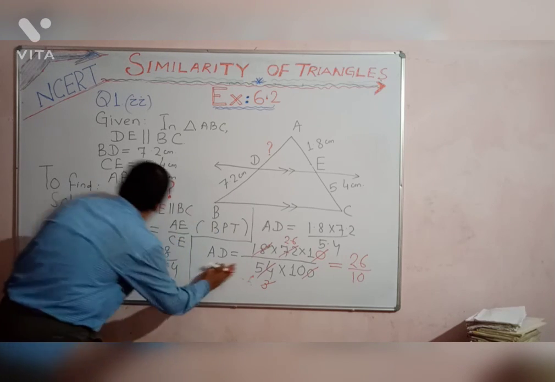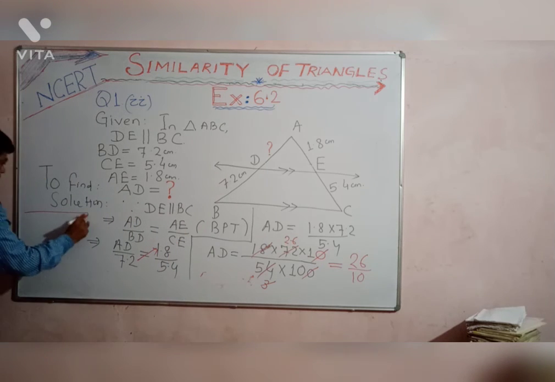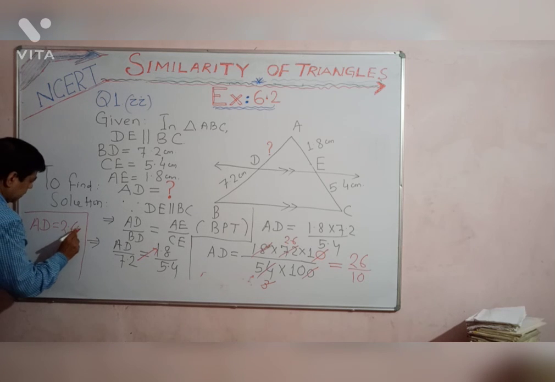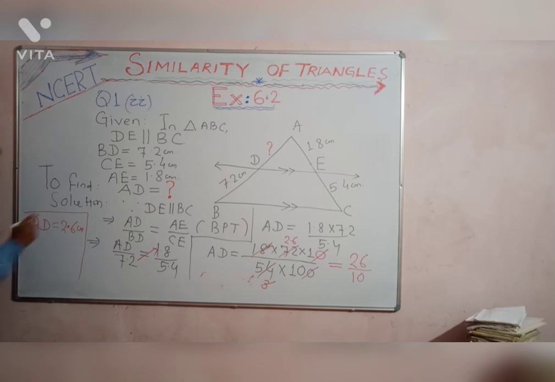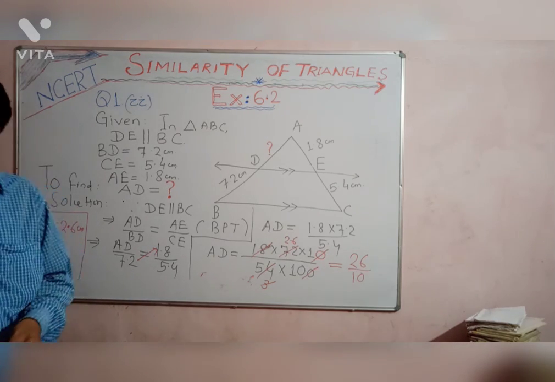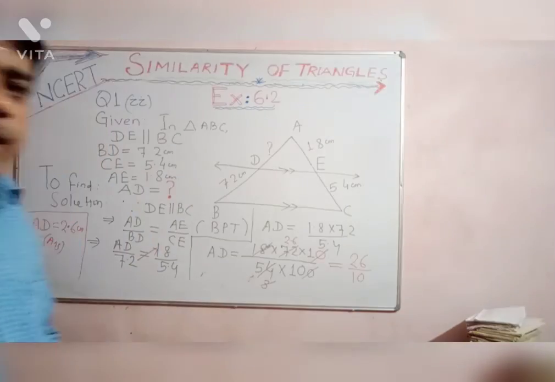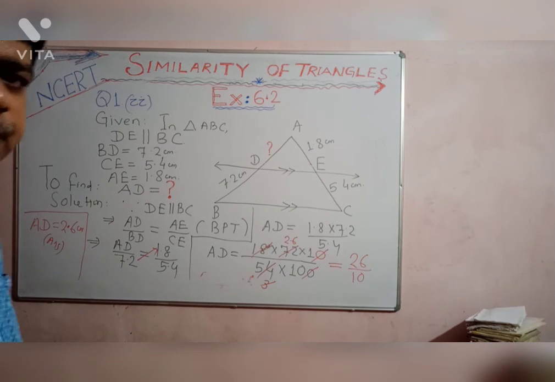This is the answer. Hence we got, here we write down AD is equal to 2.6 centimeter. Is it clear? Is it clear, students? And this is the required value, the length of AD we got. Okay, understand? Okay, let's see and follow it. Thank you.